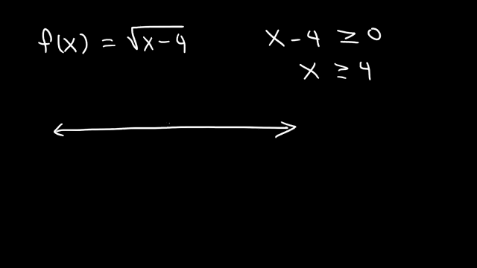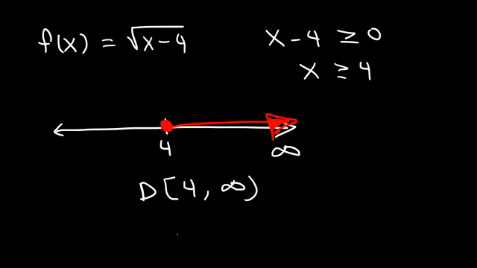To represent that with a number line, we're going to have a closed circle this time. So it could be equal to or greater than, so we're going to shade to the right. So to the right, we have positive infinity. So the domain is going to be from 4 to infinity. Since it includes 4, we need to use a bracket in this case.